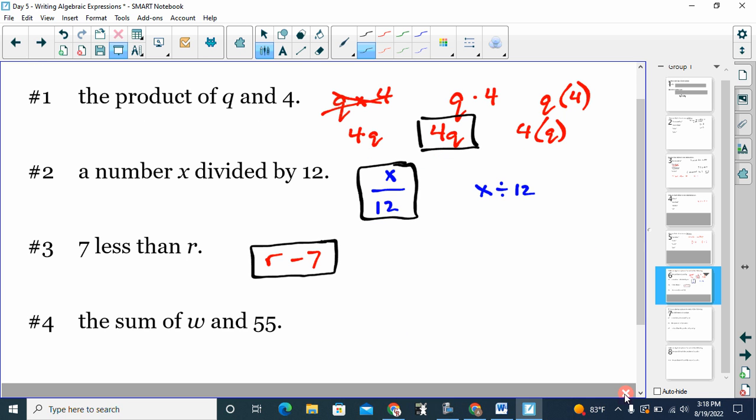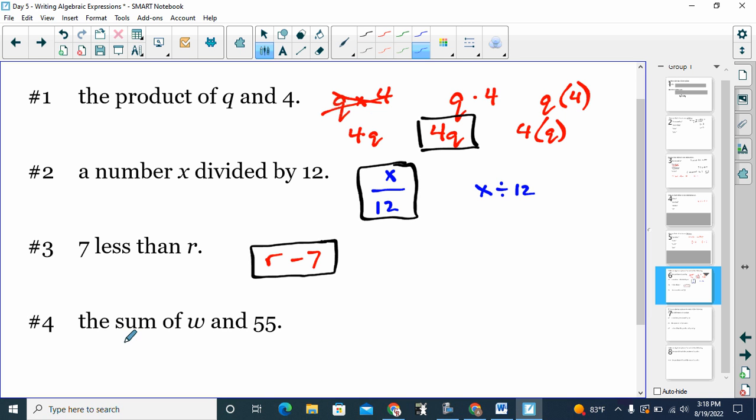Number 4 says the sum of W and 55. Sum tells us that we're going to add things up. W and 55 is what I need to add up. W plus 55. That's a great answer. Addition, it doesn't matter which order we do it in, so 55 plus W would also be correct. Either of those answers work just fine.